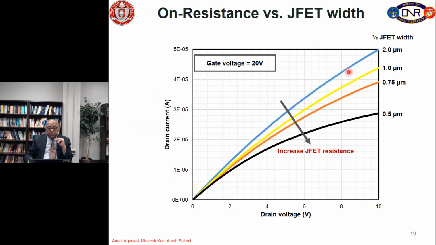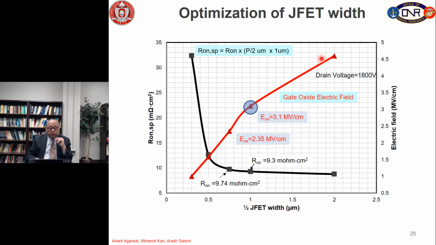So, we have calculated the specific on resistance here and plotted it, and you can see as we increase the JFET width, the on resistance goes down, but the electric field in the oxide goes up quite a bit. So, we want to keep the oxide electric field to about 3 megavolt per centimeter, and just eyeballing this, if we select this point, which is half JFET width of 1 micron, oxide field is only 3.1 megavolt per centimeter, and specific on resistance is about 9.3 milliohm centimeter square. So, this looks like a happy medium.